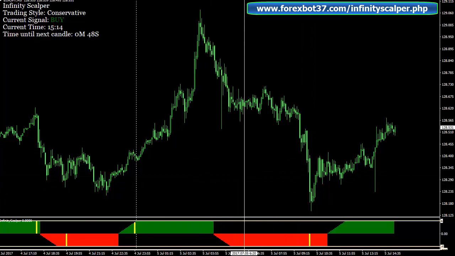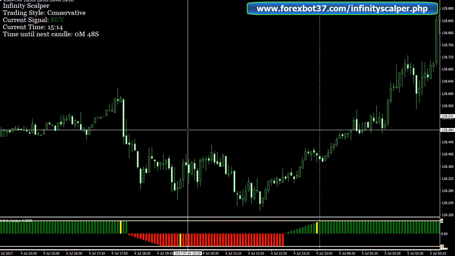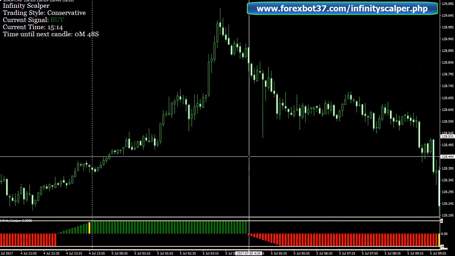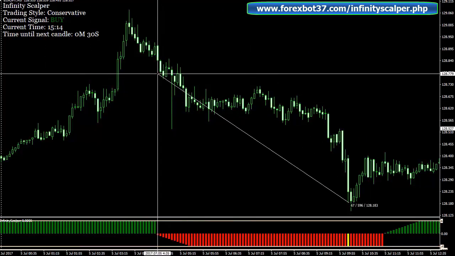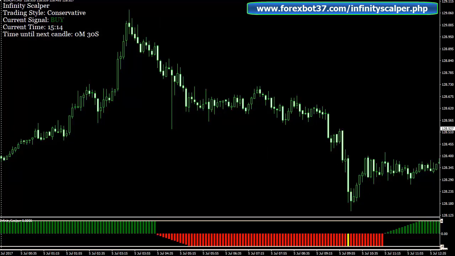And actually, if you just sat back and just said, you know what, let me just trade the strategy as it is, you would short here and you'd get out. Let's take a look. Optimal exit, 62 pips. It's not bad. 62 pips.